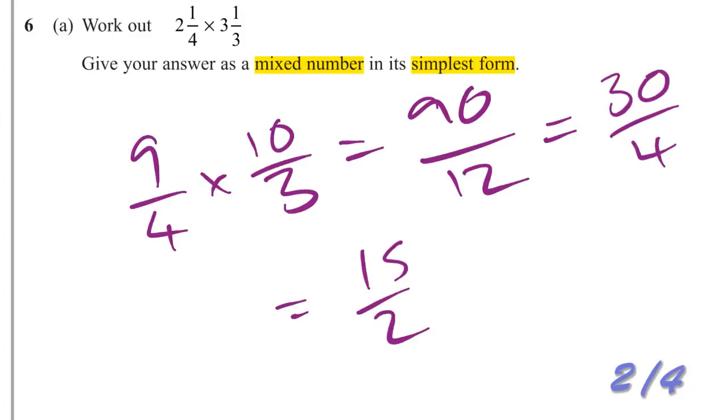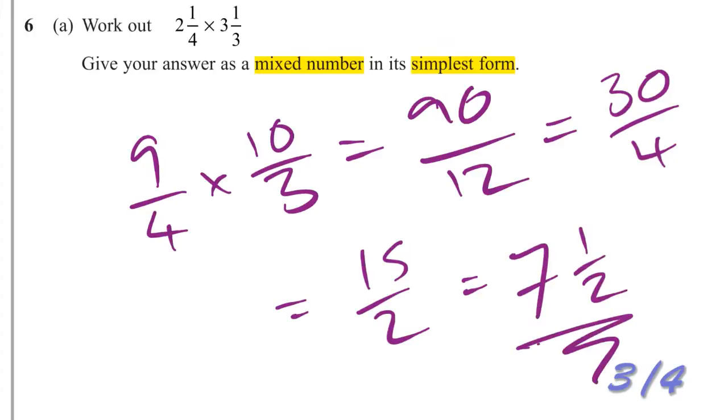Our answer here is in its simplest form, but it's not a mixed number. 15 over 2, that's the same as 15 halves. So that's the same as 7 and 1/2. And that's your answer.